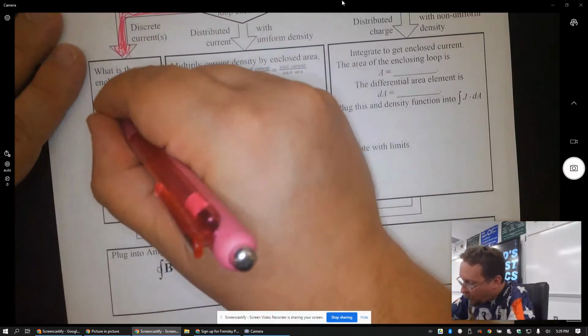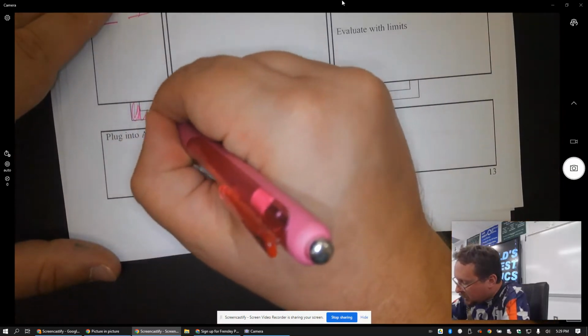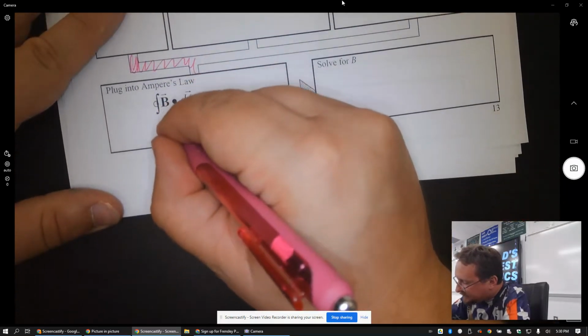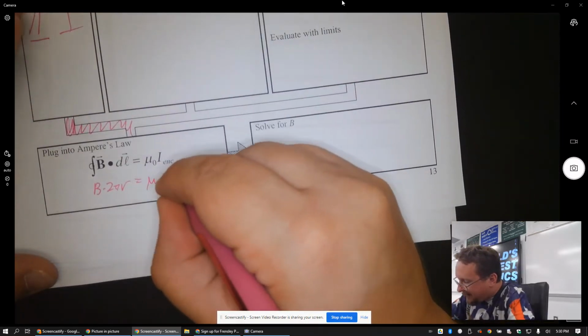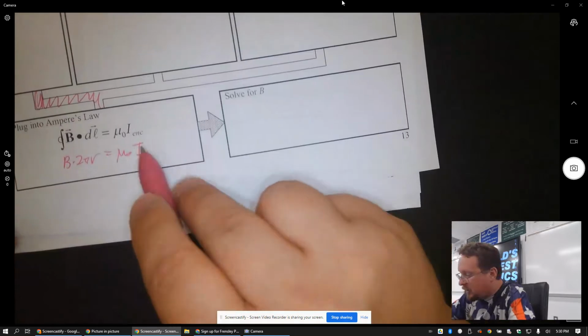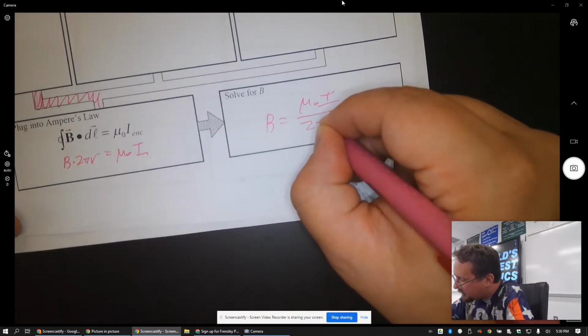1I. I wouldn't even put the 1, frankly. So, all right, that was a joke. So the B times 2 pi r, that's U, is equal to mu naught I, that's U. Then B equals mu naught I over 2 pi r. Okay, that's a joke, right?